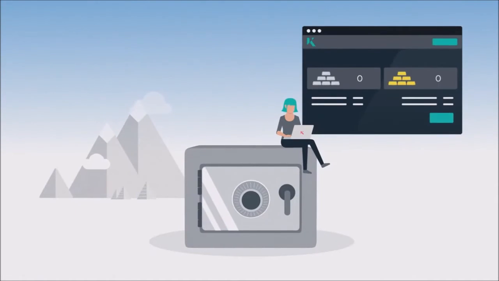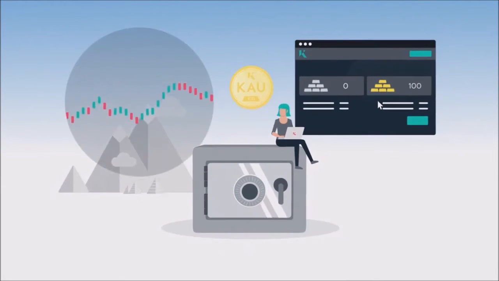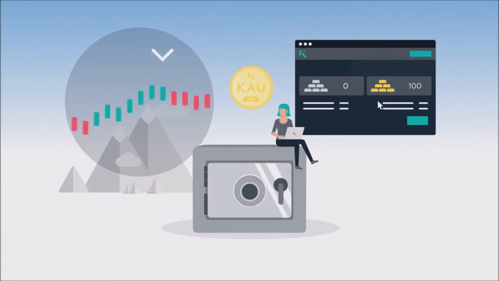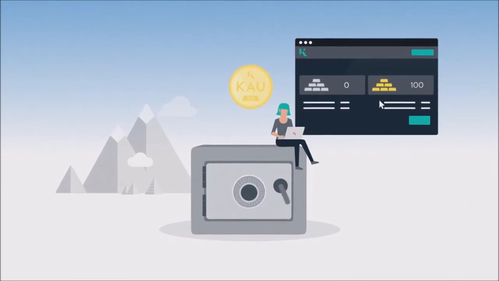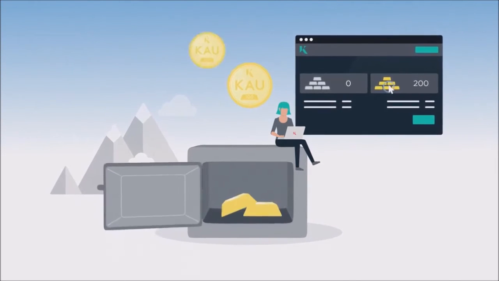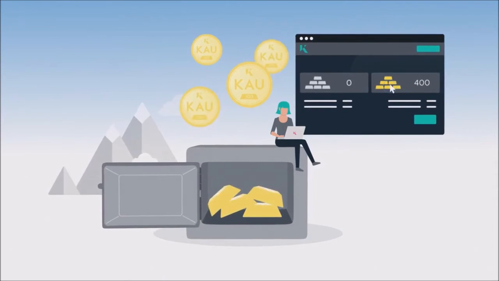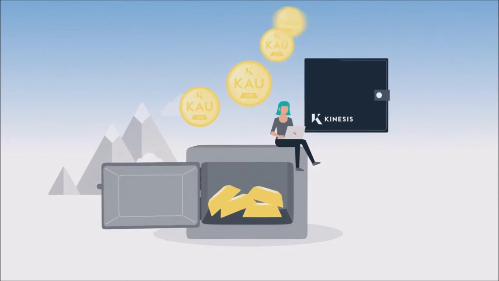Susan purchases 100 KAU on our online platform, known as the Kinesis Mint. A special pricing algorithm determines the best price available in real time, providing access to extremely competitive pricing on your KAU or KAG. She is now effectively acting as her own central bank. She's purchasing real gold that will be stored in a secure vault and then digitalized into her Kinesis wallet.